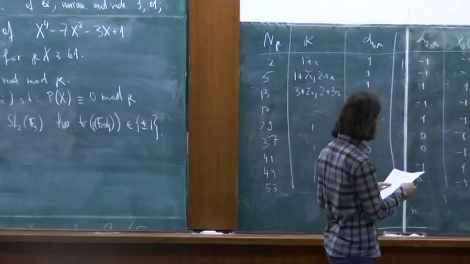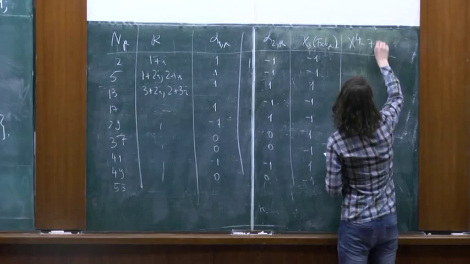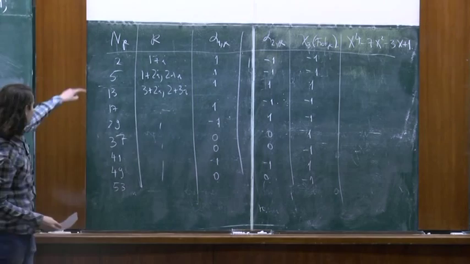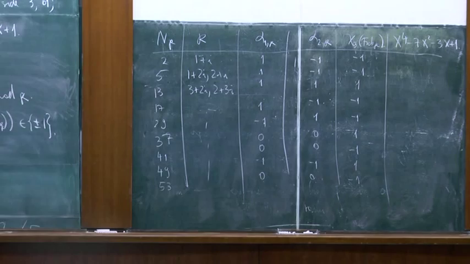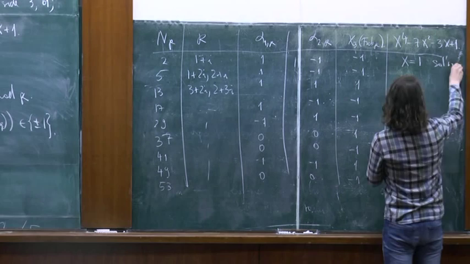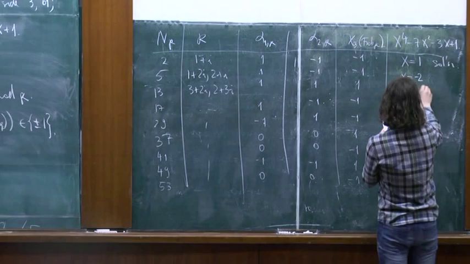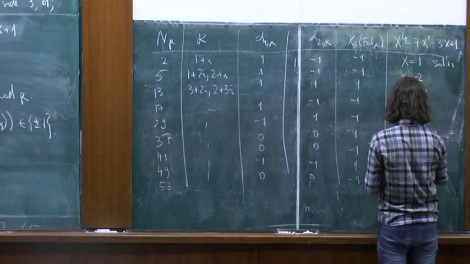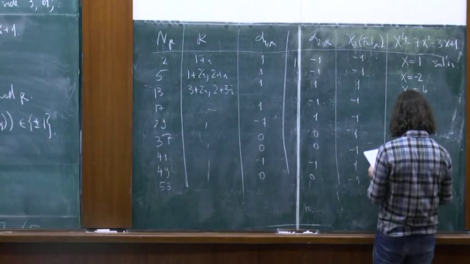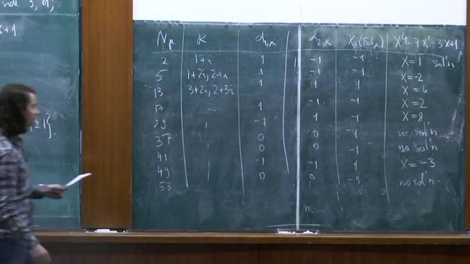If I write down this polynomial x to the 4 minus 7x squared minus 3x plus 1, then for those first 5 primes, we hope to find a solution. For those 2 primes, we hope that there is no solution. For this prime, we hope again that there is a solution. And then here, there should be no solution. And as it turns out, in this case x equal to 1 is the solution. In this case, x equal to minus 2. Then x equal to 6. Then x equal to 2. Then x equal to 8 is the solution. Then there is no solution. Then again there is no solution. And then x equal to minus 3 is a solution. Then again, there's no solution.